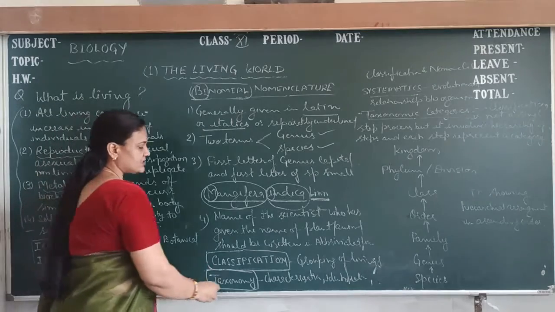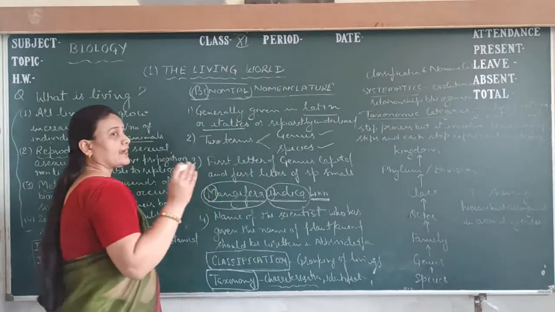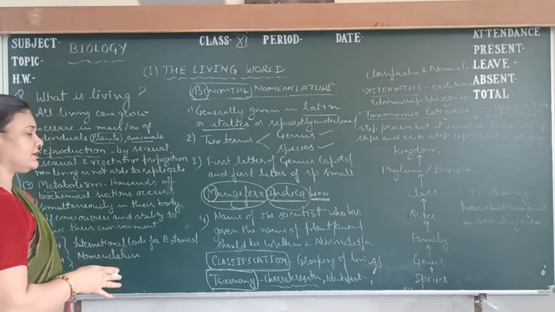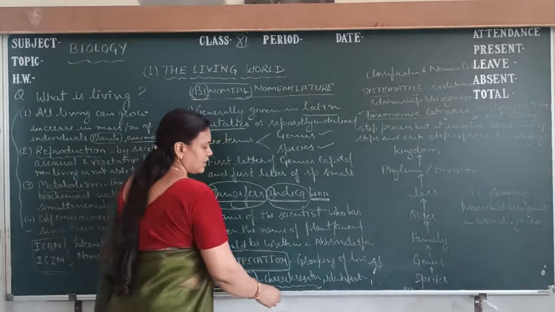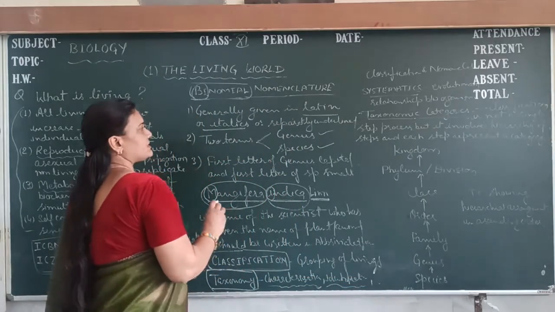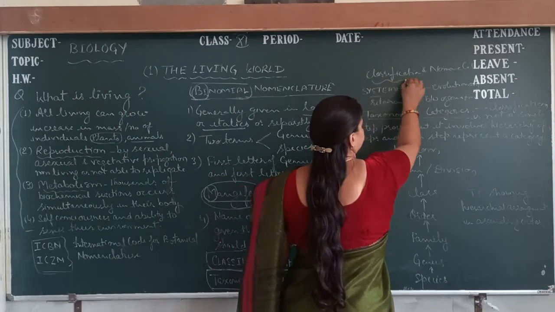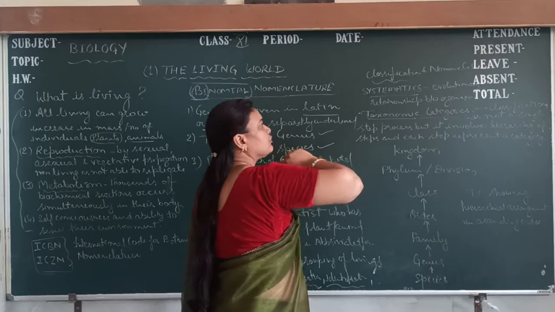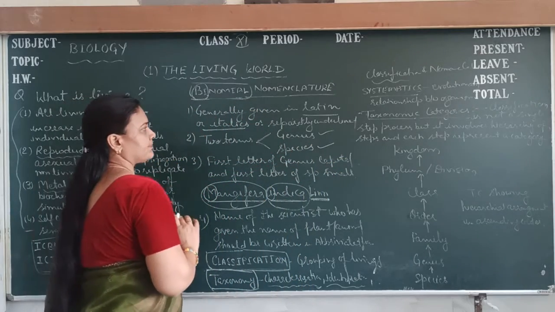First is characterization. First, we study the characters of a particular plant or animal. Then, after the characterization, we identify some specific characters. Then we do classification, and at last, nomenclature is given to the particular living.